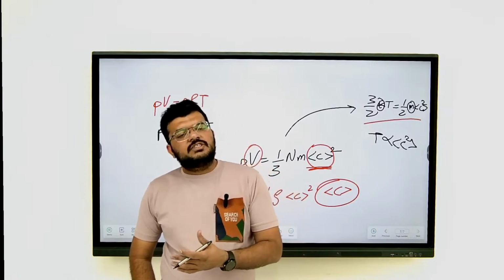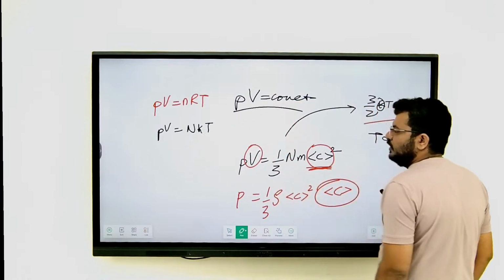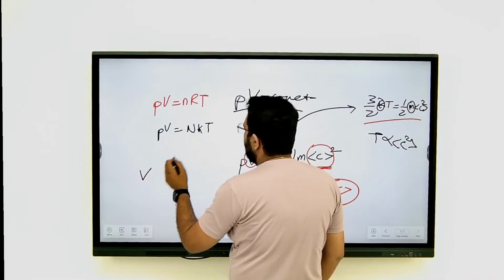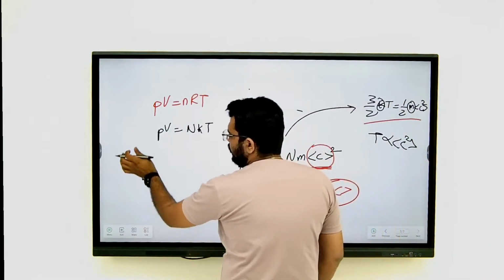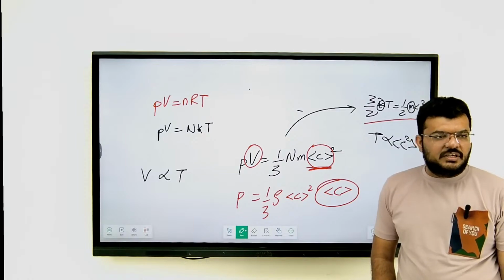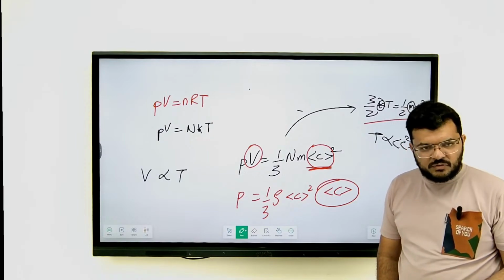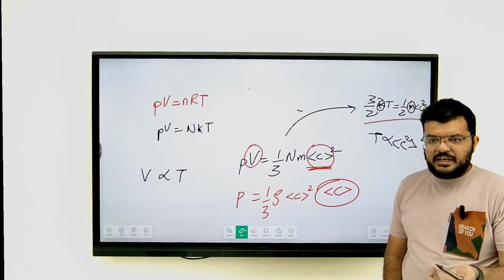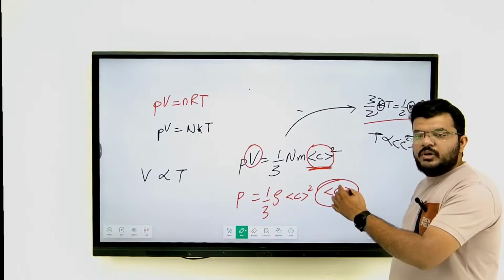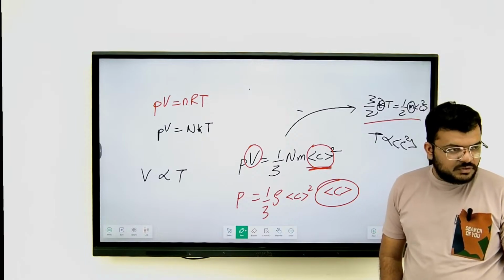One more concept is that PV is a constant, right? So if you increase the pressure, the volume goes on decreasing. And volume is directly proportional to temperature. The lesser the temperature, the lesser the volume. If it's an ideal gas, it will go on compressing till zero volume, because in an ideal gas the particles have negligible volume compared to the volume they occupy. So as you go on decreasing the temperature, the volume will also decrease. Eventually volume will become zero theoretically.